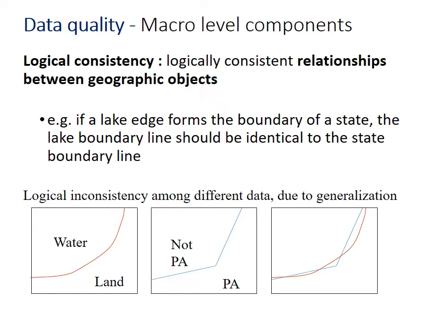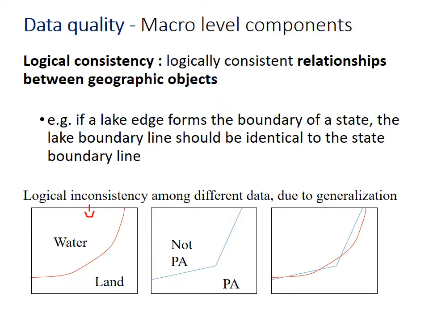And the next one is the logical consistency. This should consist of the relationship between the geographic objects. There should be a logical consistency in the map that you have created. For example, if you look at the diagram that is shown here, you have a water body and the land, which has a common boundary that is indicated in the red line.